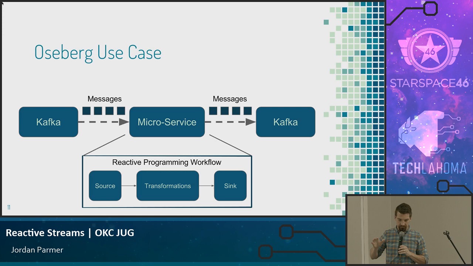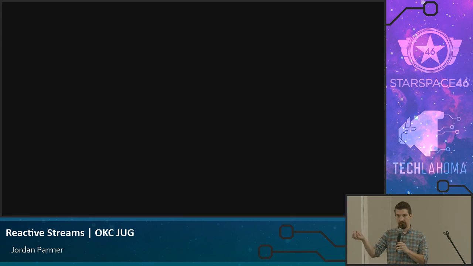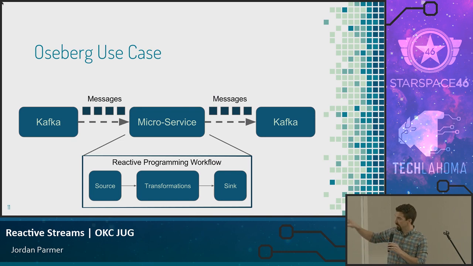So whenever we're talking about reactive programming for us, we're talking about each microservice using the Reactive Streams workflow. And I'll get into more detail about what that looks like, but essentially you have a data source, which for us is Kafka, and then we've got a piece in the middle which actually handles the transformations, and then we're going to write the output back to Kafka.